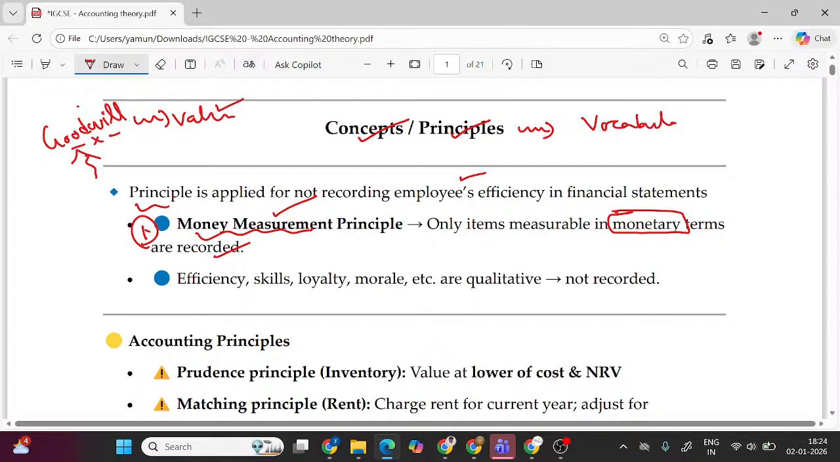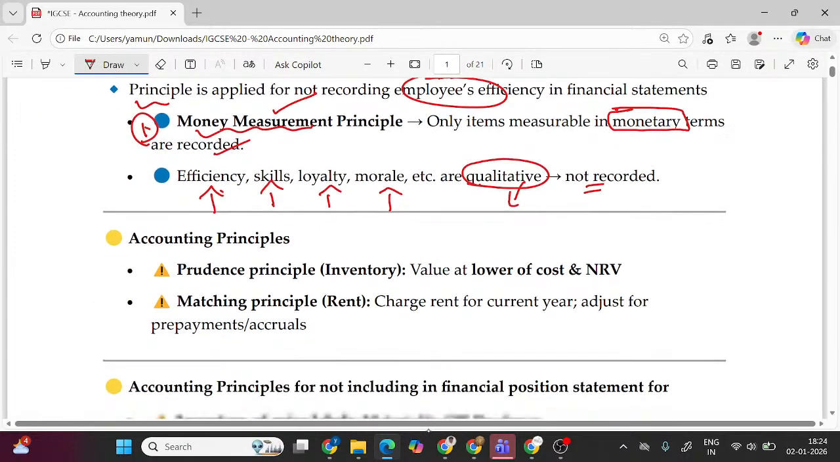So if you want to talk about employees' efficiency, that's the question, right? The principle is applied for not recording employees' efficiency in the financial statement because that's not in monetary terms. If you want to measure the skill or loyalty or morale of the employee, they are qualitative. That is about the features of the employee, characteristics of the employee, which will not be recorded. Is it okay?